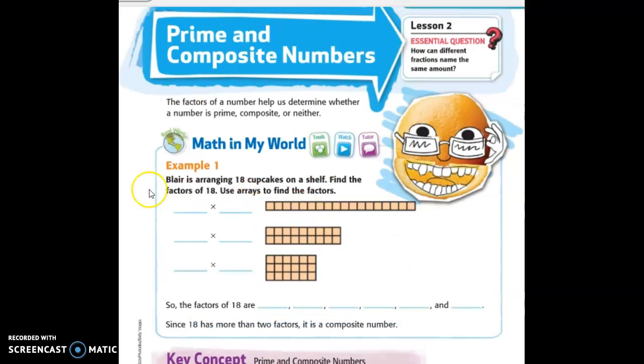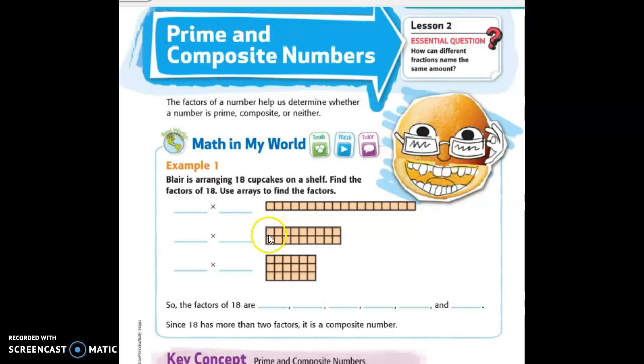Okay, so now we're looking at example 1. Blair is arranging 18 cupcakes on a shelf. Find the factors of 18. Use arrays to find the factors. So here we've got one row with 18 columns in it. So this would be 1 times 18. That's the first factor pair. So 1 and 18 are factors.